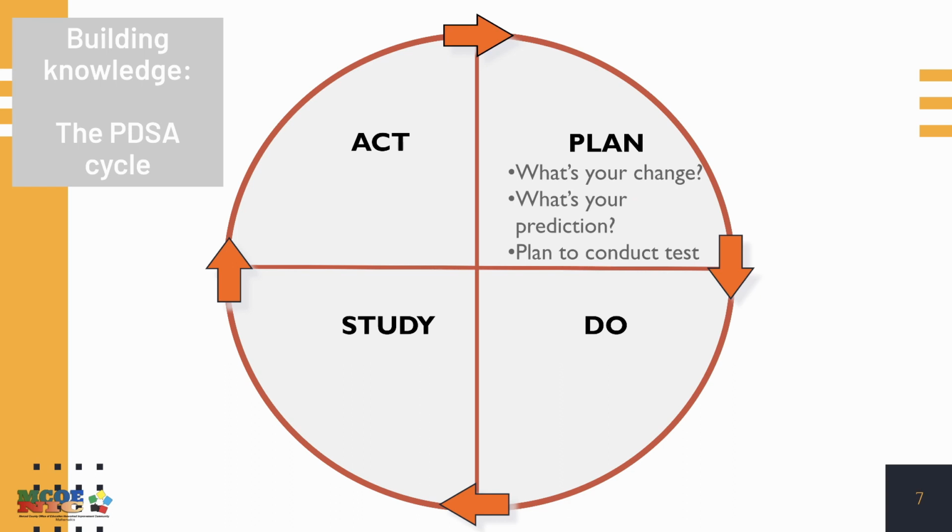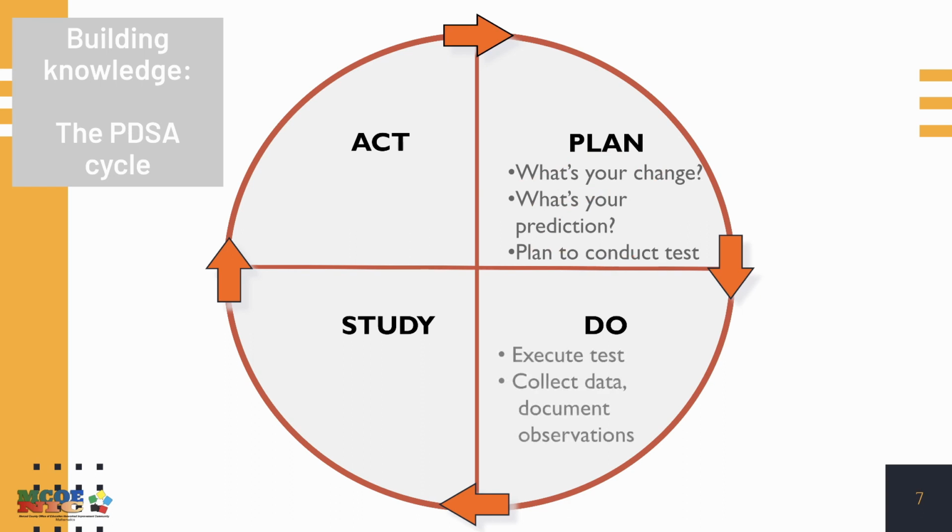That's our change idea. And then in this plan section, you also make a prediction. What kinds of things do we think will happen as a result of our change? Hopefully your prediction is a positive one. Otherwise, why are you making the change in the first place? But then you have to also think about, how are you going to conduct your test? How are you going to implement this change? So these are the 3 parts to the plan. What's your change? What is your prediction as a result of that change? And lastly, let's specifically plan how we are going to implement that change.